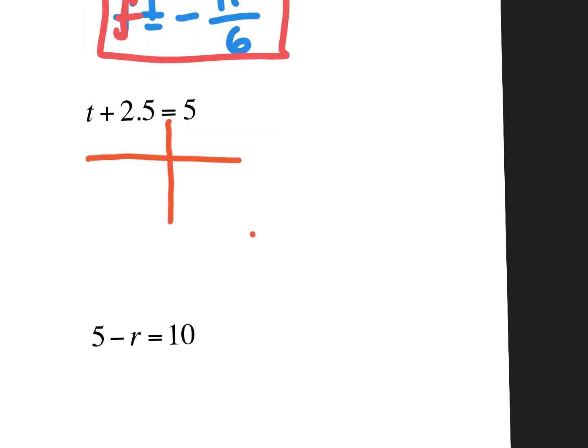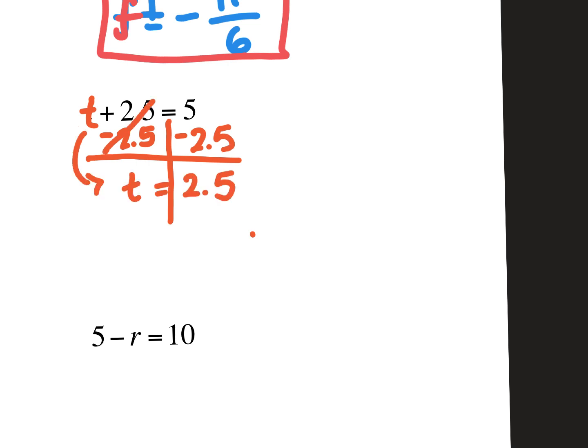So I have another one where I have a number being added to my variable, set equal to a number. Well, what was it before 2.5 was added to it? The goal, remember, is to isolate my variable. That means let's get that t alone. So that means I'm going to add a negative 2.5 to both sides.